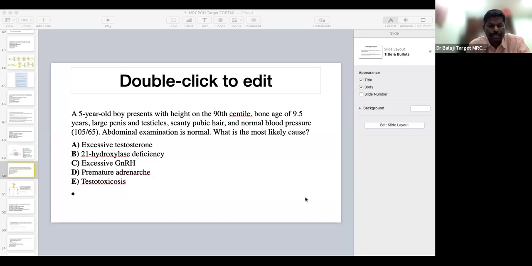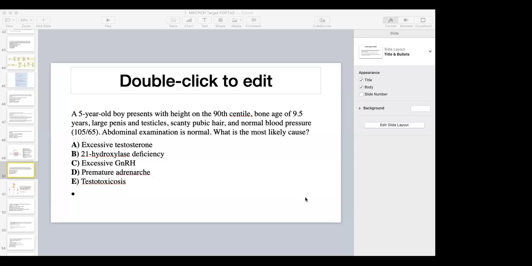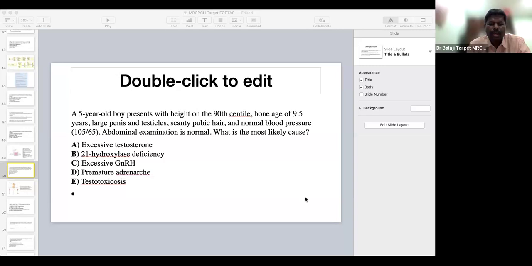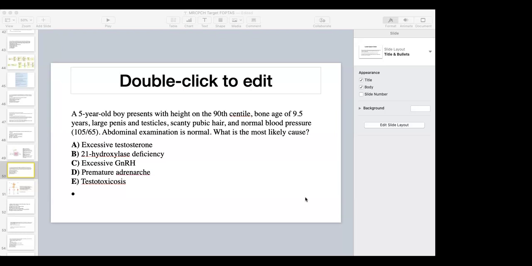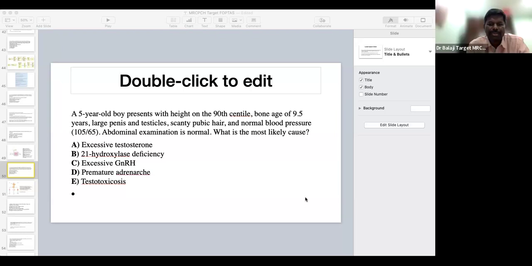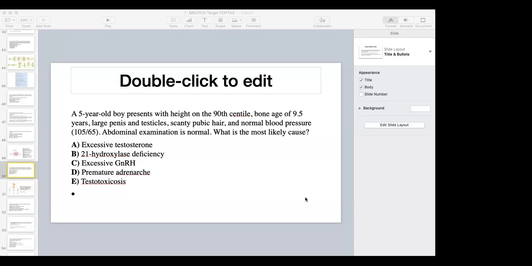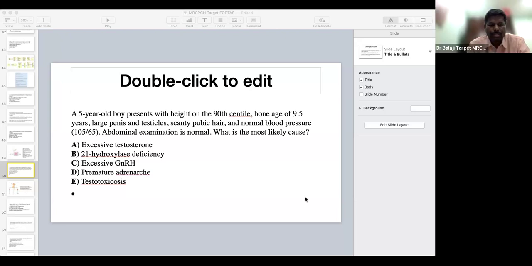So the adrenal is producing more sex hormones. So they will have a lot of adrenarche, most importantly, a lot of pubic hair. Here, scanty pubic hair. So it won't be there. That is true, sir. That is one, and most important.